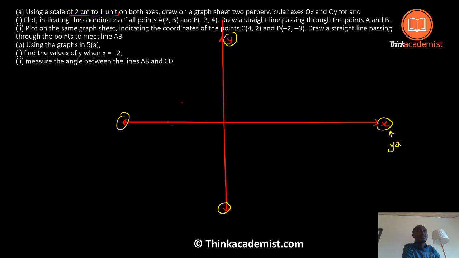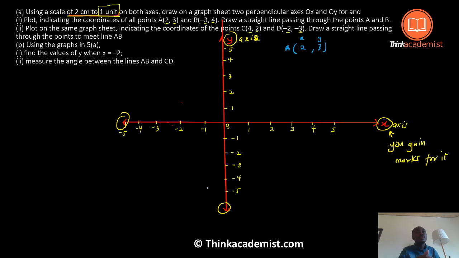This is y. Okay, so we'll go to the x, which is 2, and then the y positive, which is 3, and then we'll plot. Then we'll write the coordinates there. It's very important. Oftentimes, students just plot and they forget to write the coordinates down there. It is important to attach the coordinates of the points to the points you've actually plotted.